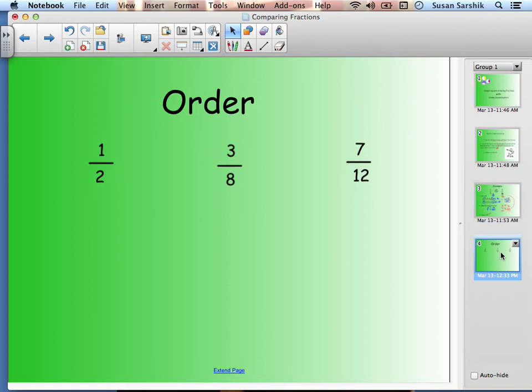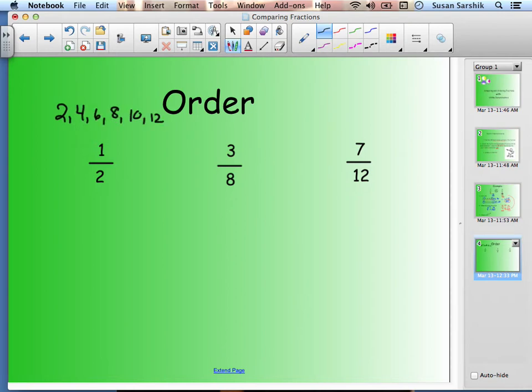Taking that a step further, if I had 3 fractions and I was asked to put these in the appropriate order, I would again, first thing, think about making equivalent fractions, and in doing that, list the multiples. So above each fraction, the multiples of 2 are 2, 4, 6, 8, 10, 12, 14, 16, and so on. Multiples of 8 are 8, 16, 24, and I could keep going on. And the multiples of 12 are 12, 24, 36.